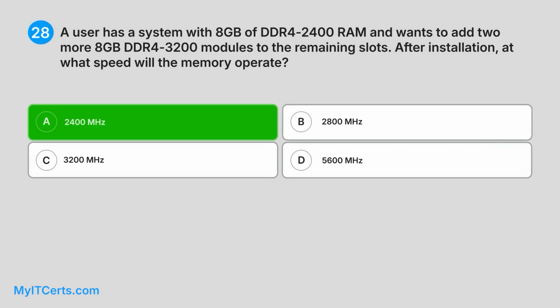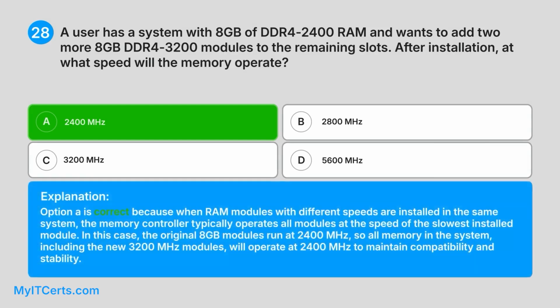Correct answer, A. 2400 MHz. Explanation. Option A is correct because when RAM modules with different speeds are installed in the same system, the memory controller typically operates all modules at the speed of the slowest installed module. In this case, the original 8 GB modules run at 2400 MHz, so all memory in the system, including the new 3200 MHz modules, will operate at 2400 MHz to maintain compatibility and stability.